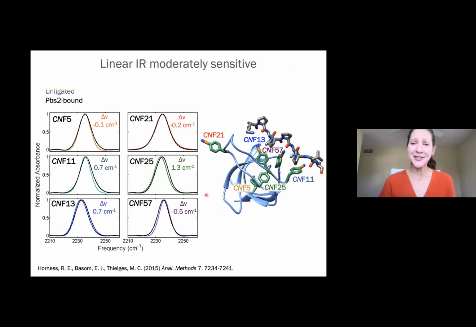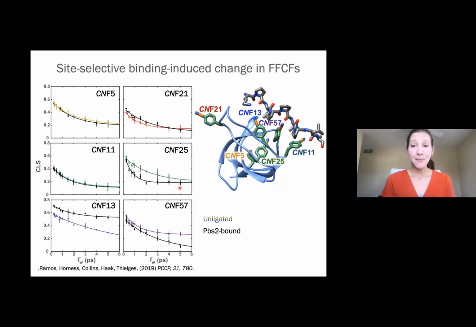The gist of this data is that it's not really exciting. The linear spectra aren't actually that sensitive to binding. There are a little bit of changes, more so in these residues in the core, but they're really small. The largest is less than 1.5 wave numbers. The dynamics were actually much more sensitive and differentiated the different residues.